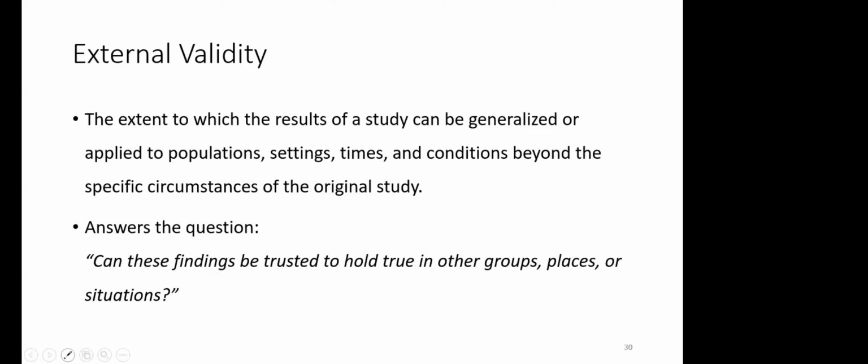Then external validity, on the other hand, is the extent to which results of a study can be generalized or applied to populations, settings, times, and conditions beyond the specific circumstances of the original study. So it basically tries to answer the question, can the findings from a study be trusted to hold true in other groups, places, or situations outside of a particular study setting?